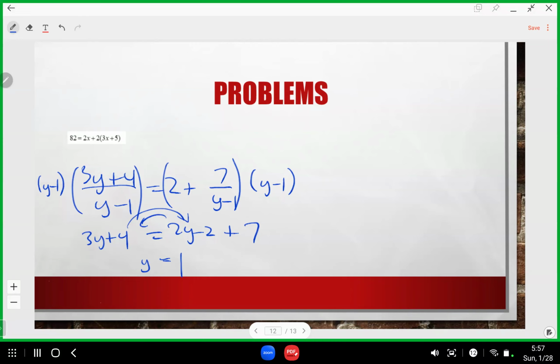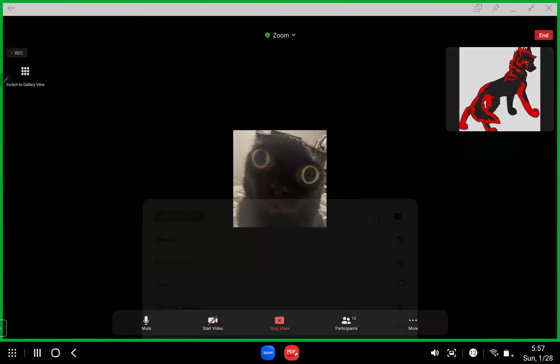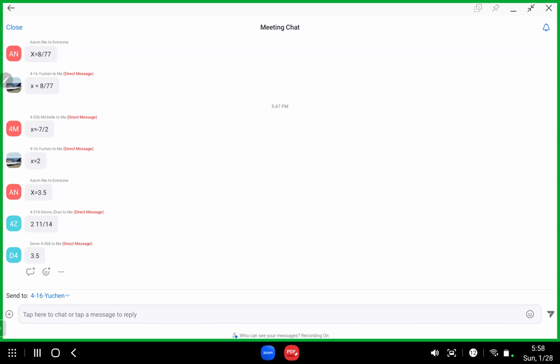And once we get y is equal to 1, right? So let me see. Did I do the calculations correctly? So we moved 2y to this side, and then we moved 4. Okay, so the calculations are correct. y is equal to 1, but we are not done yet. So can anybody tell me why we are not done right now? Why is y is equal to 1 not the correct answer?